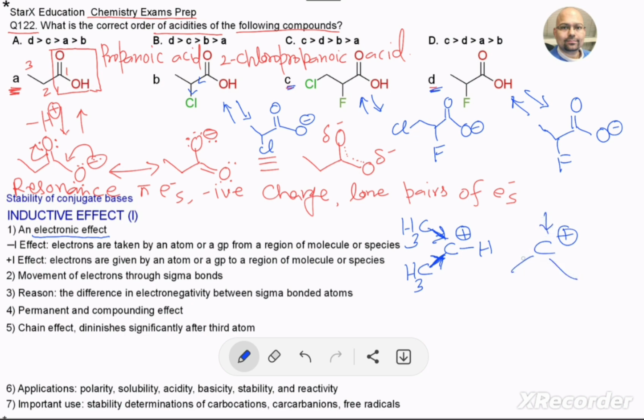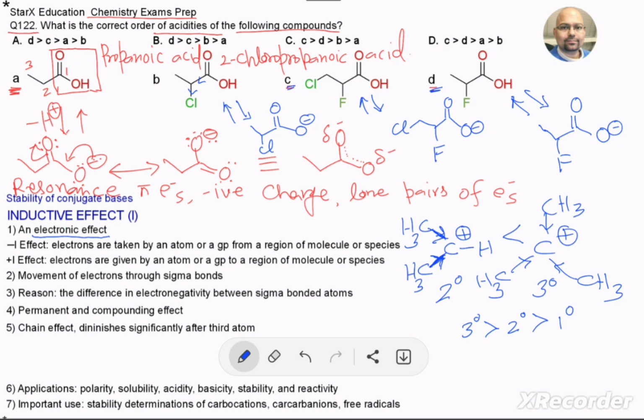So in tertiary carbocations, for example, if we have 3 methyl groups, then there are more electrons that are being injected towards this carbon that has a positive charge, and therefore the tertiary carbocations are more stable than secondary carbocations, and primary carbocations are the least stable. So the stability of carbocations is tertiary most stable, then secondary second most stable, and primary the least stable.